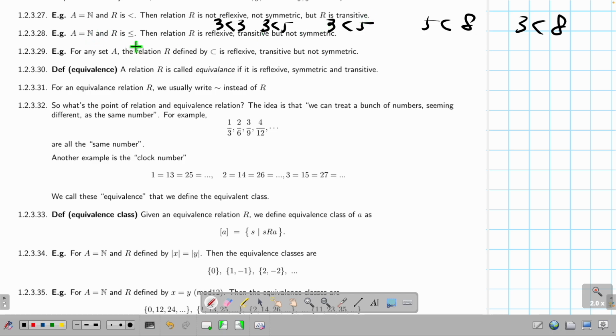This one, R is smaller than. Now I have an equal sign. So it's reflexive because I can have equal. Okay? This is also true, right? 3 smaller than 5, 5 smaller than a, so 3 smaller than a. But still not symmetric. Okay? So if I add an equal sign, I have one more property. Okay?